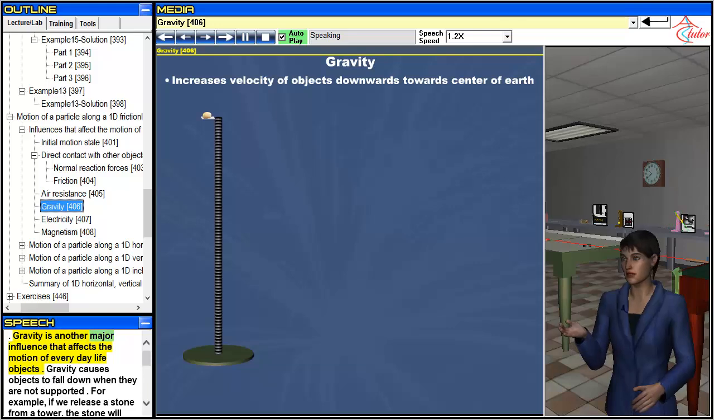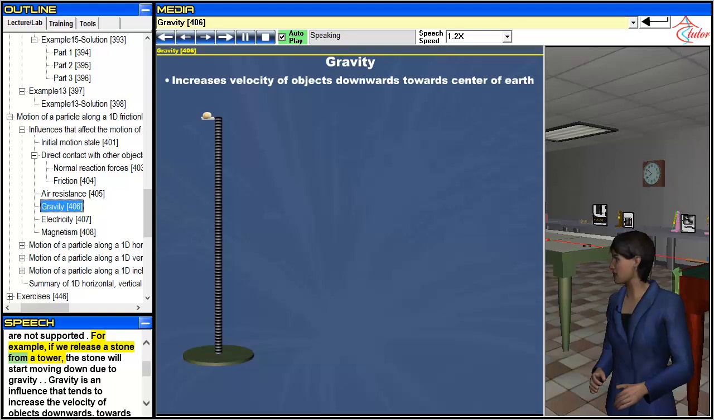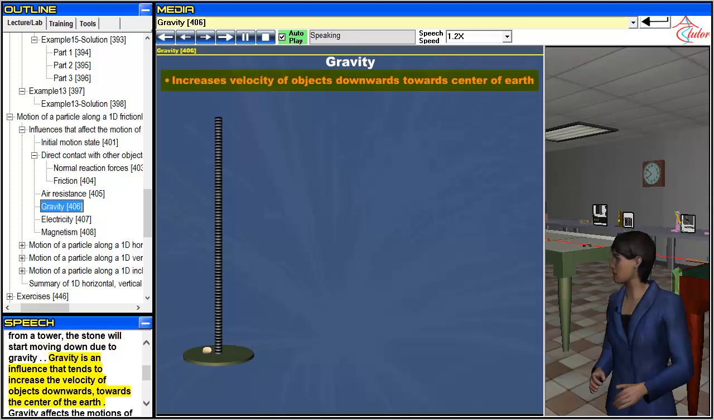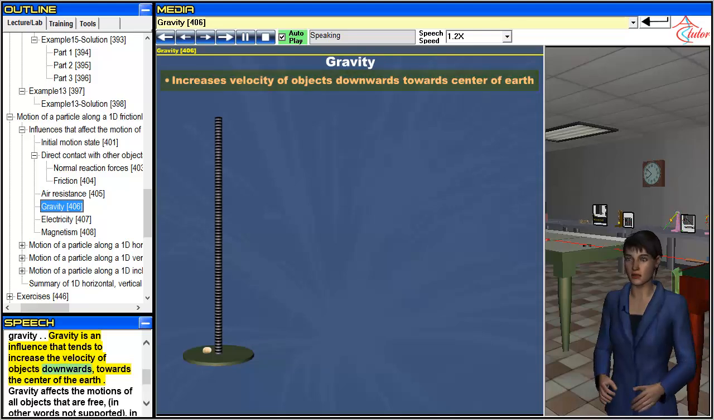Gravity is another major influence that affects the motion of everyday life objects. Gravity causes objects to fall down when they are not supported. For example, if we release a stone from a tower, the stone will start moving down due to gravity. Gravity is an influence that tends to increase the velocity of objects downwards, towards the center of the Earth.